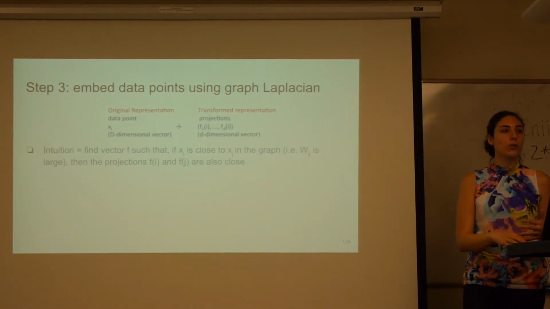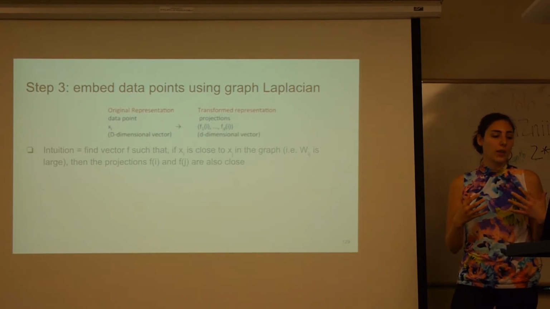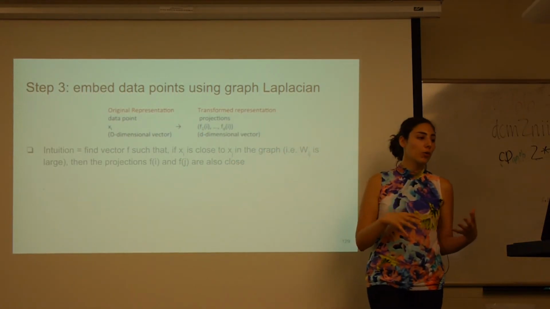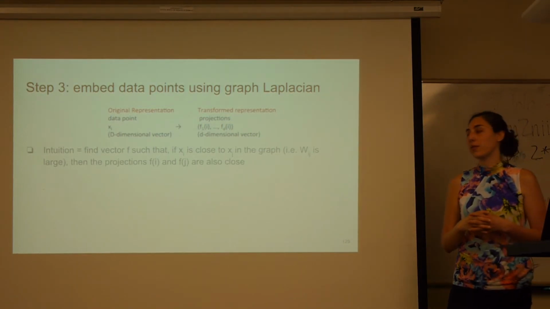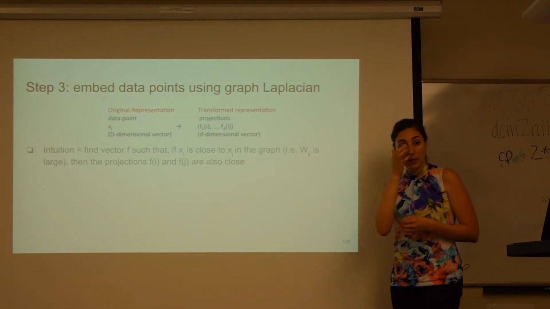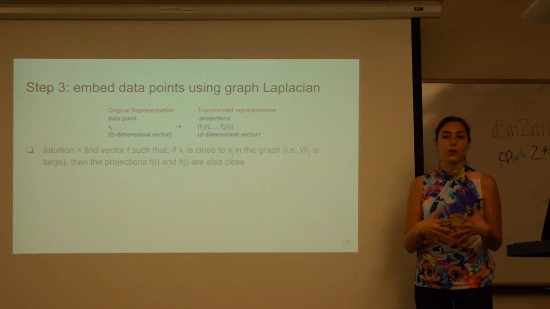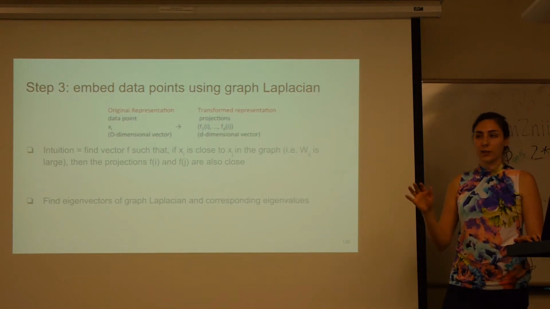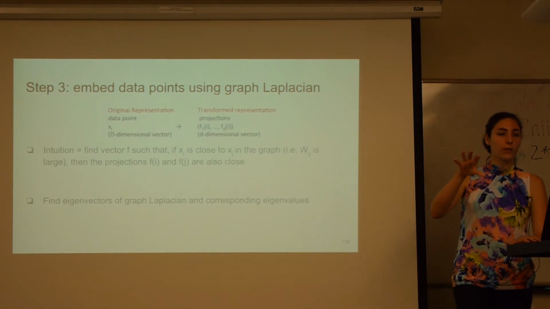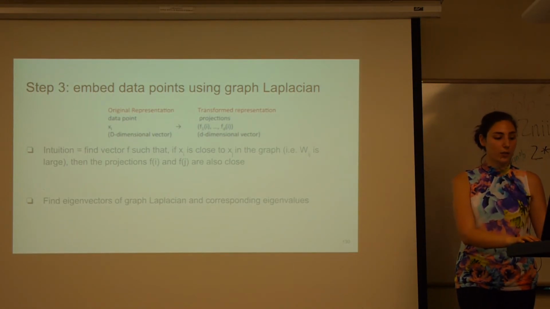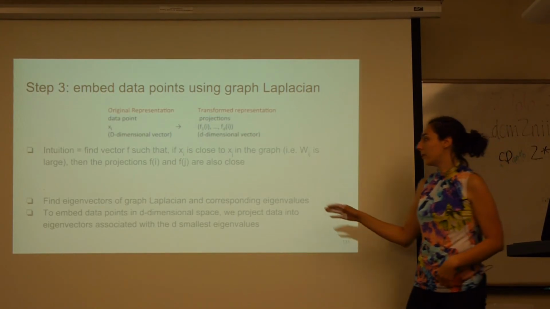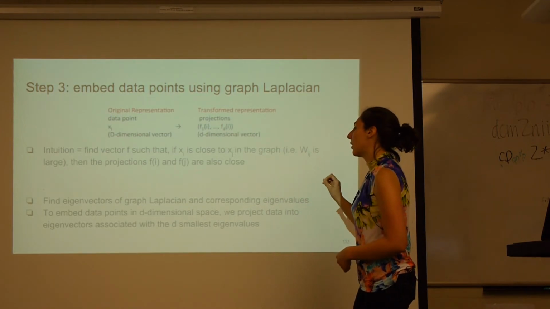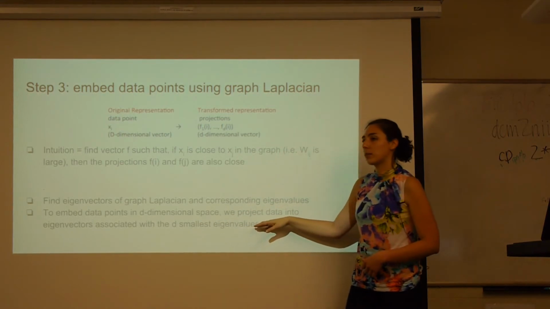So the intuition behind this is that we want to find a function f such that if the original data points xi and xj are close in the graph, so if this wij, the weight of the edge between them, is big, then we want the projections to also be close. So the way we do this, just very briefly, is we find the eigenvectors of the graph Laplacian, this like degree matrix minus the weight matrix. And then to embed these data points to get these values, we project the data into the eigenvectors that are associated with the smallest eigenvalues.